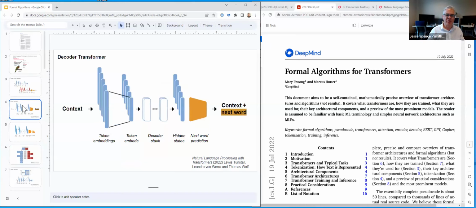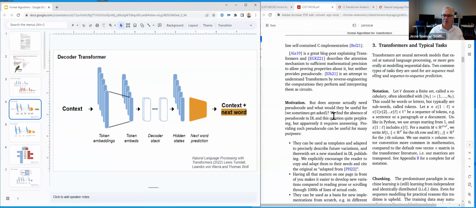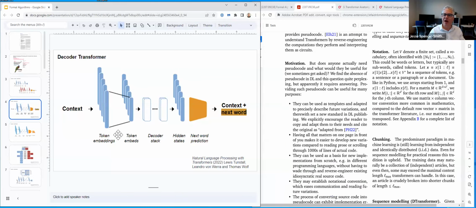Then let's dive in a little bit. Let's take a look at the decoder transformer and what this means algorithmically. So, first of all, I've been talking about tokenization.